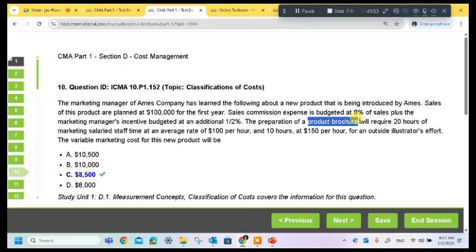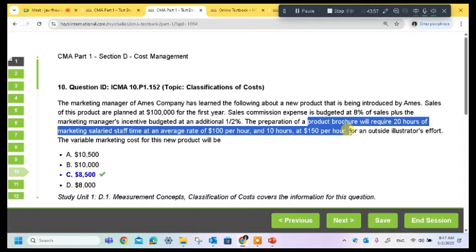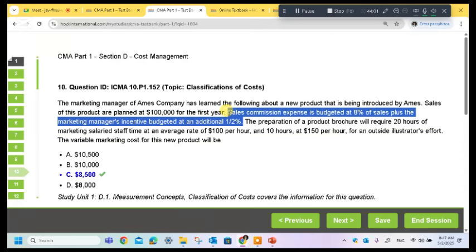When you sell more and more units, are you going to prepare more and more brochures? No, this is a one-time expense. So that cannot be variable. Only these two items are variable. 8% and half a percent, that means 8.5% of 100,000. 8,500 is right.